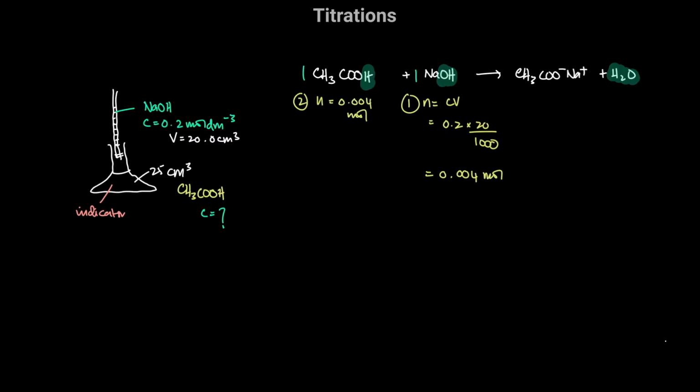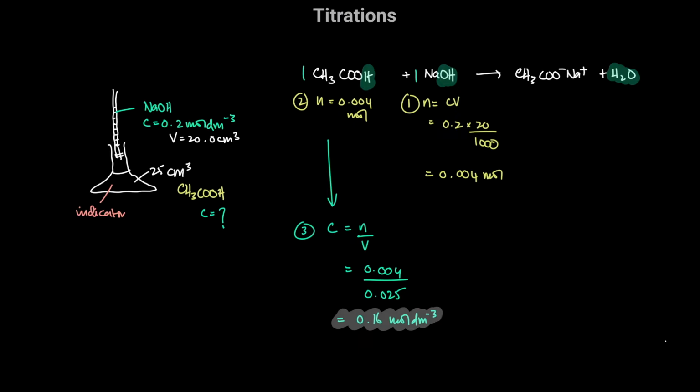I have the same number of moles of ethanoic acid, and from that I can determine its concentration. The concentration is equal to the number of moles per unit volume. Our number of moles is 0.004 and our volume is 25 cm³, so that's 25 divided by 1000 dm³, which is 0.025. This comes out to 0.16 moles per dm³. So that is the concentration of ethanoic acid in this solution. This highlights the use of titrations.